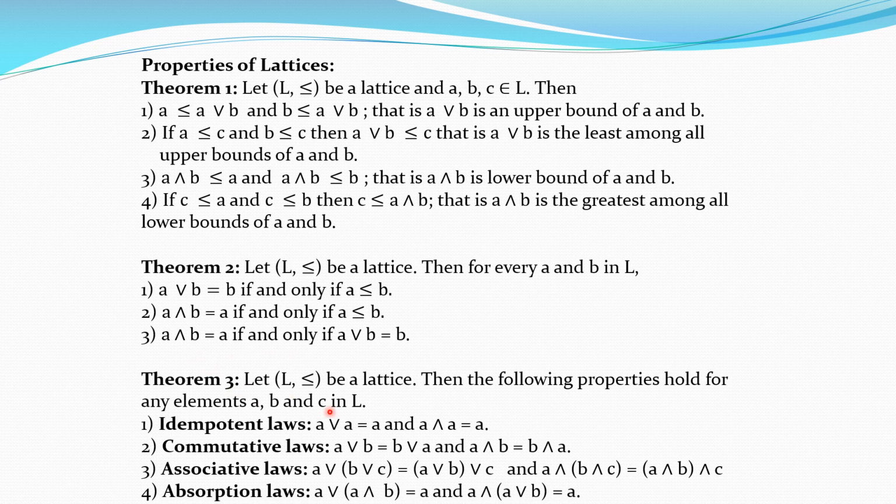Now there are some more laws. In any lattice L, the following properties hold for A, B, C belonging to L. First is idempotent laws, that is A join A is A and A meet A is A. Commutative laws: A join B is equal to B join A and A meet B is equal to B meet A. Associative laws: A join (B join C) is equal to (A join B) join C, and A meet (B meet C) is equal to (A meet B) meet C. Absorption laws: A join (A meet B) is A, and A meet (A join B) is equal to A.